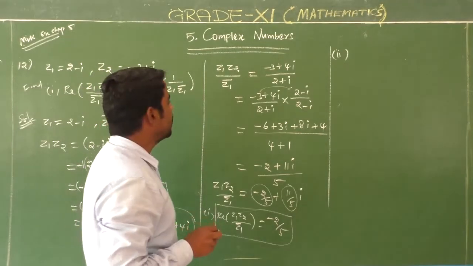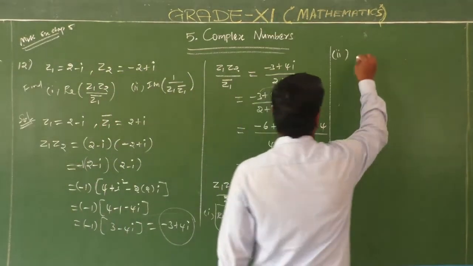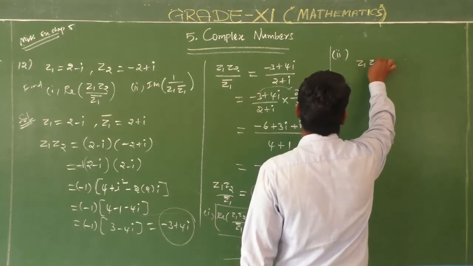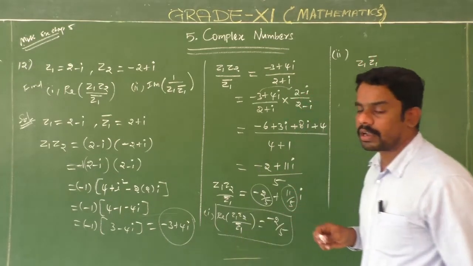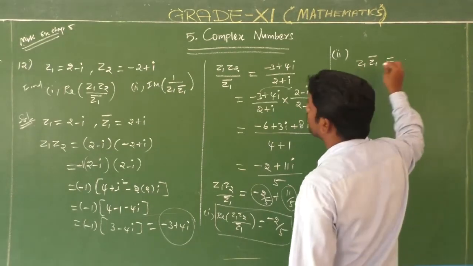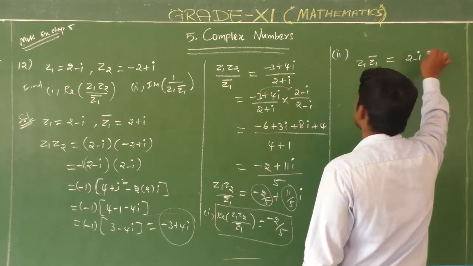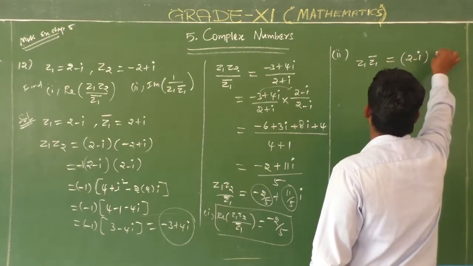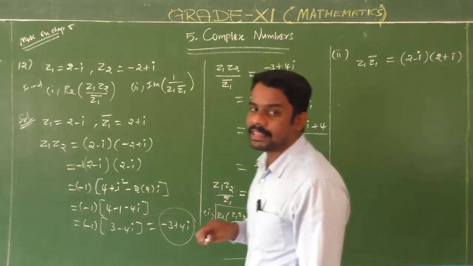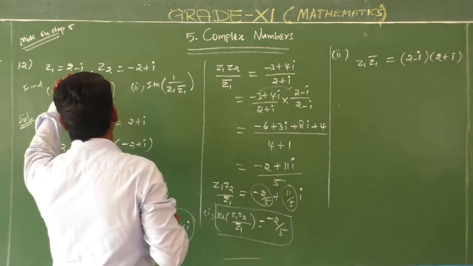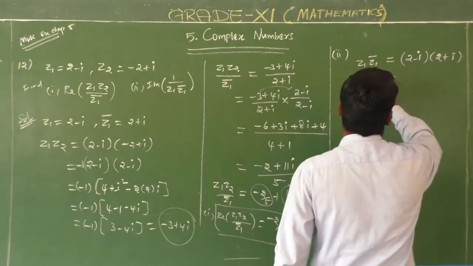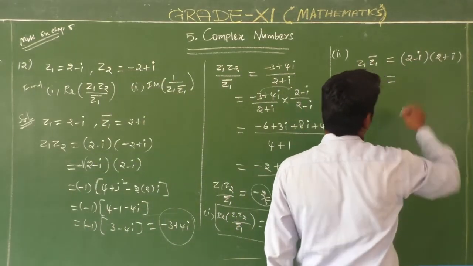1 divided by z1 bar. First, let us find z1 z1 bar. z1 into z1 bar is equal to (2 minus i) into (2 plus i). z1 is 2 minus i and z1 bar is 2 plus i, so z1 into z1 bar is the product of these two complex numbers.